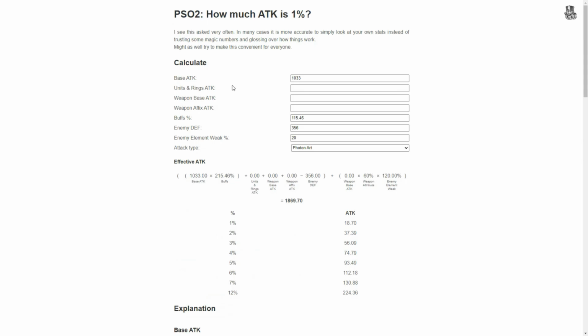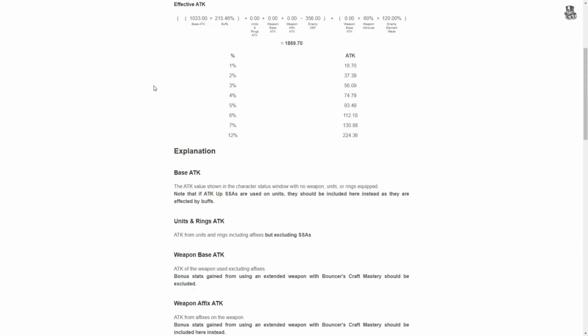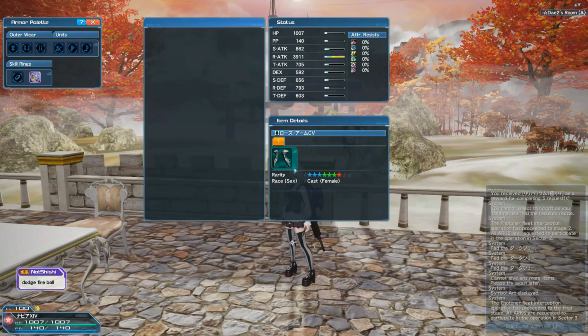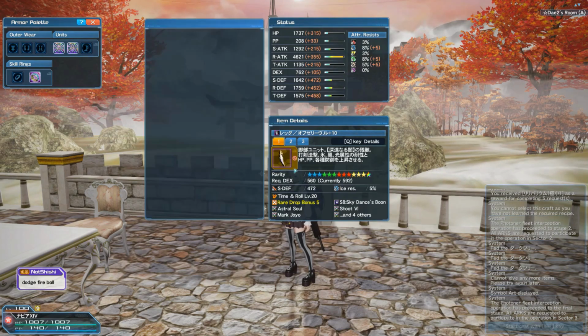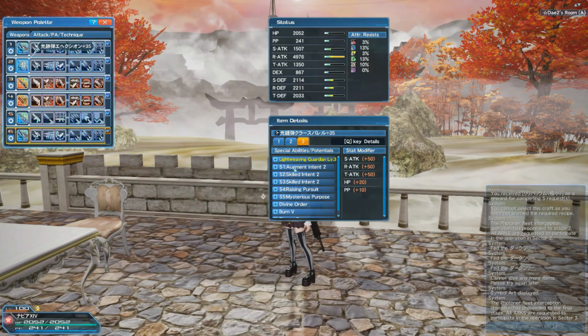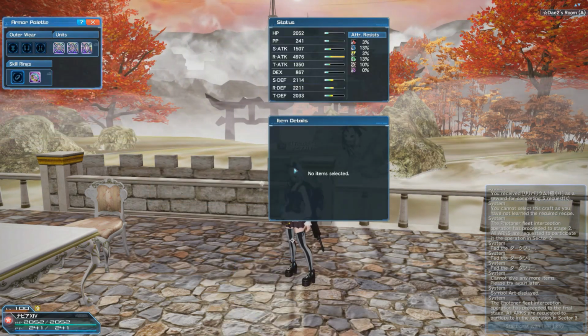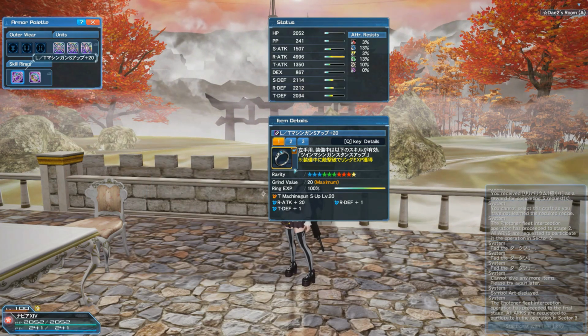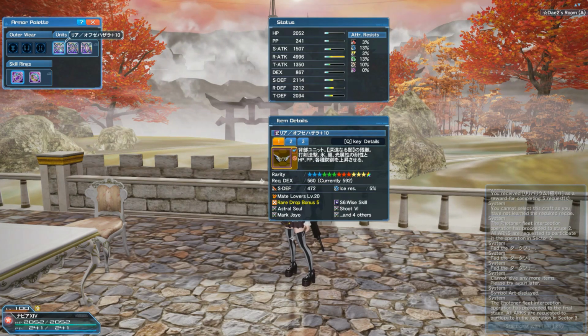Okay, next one is unit and ring attack. So, attack from unit and ring, including affix, but no SSA. Your SSA should be in the base attack because it does count as raw stats. Okay, so the unit right here. We'll be taking a look at the weapon in a second. Attack. Okay.